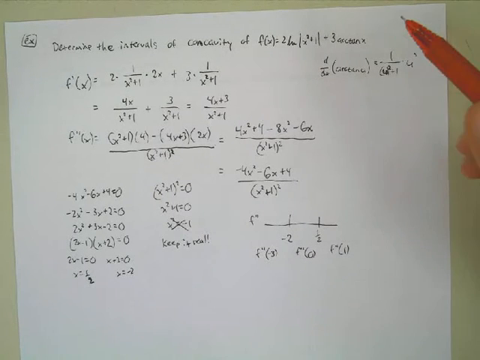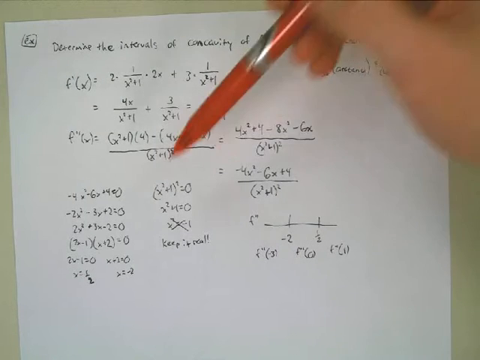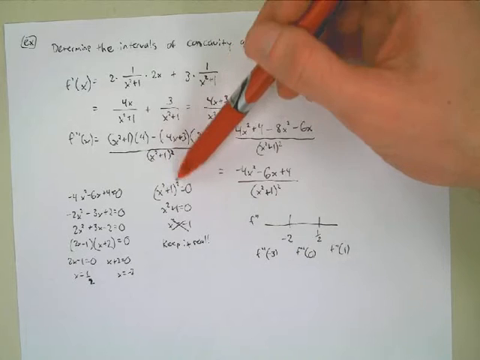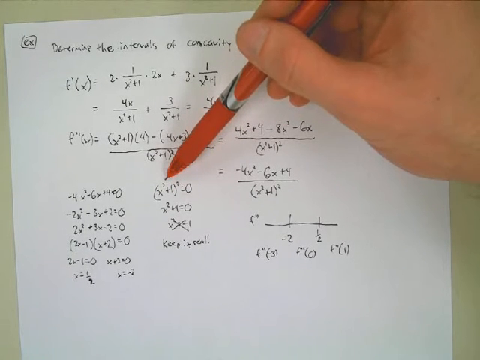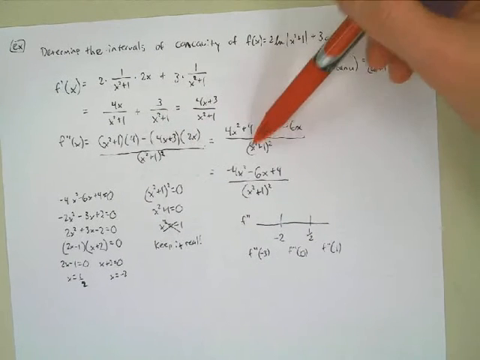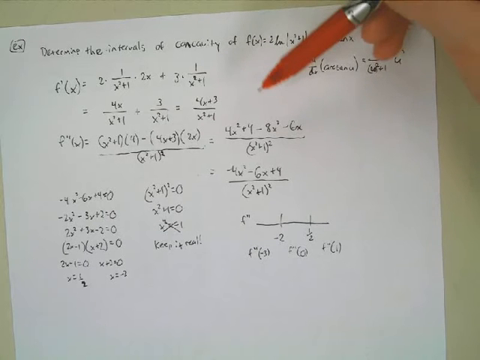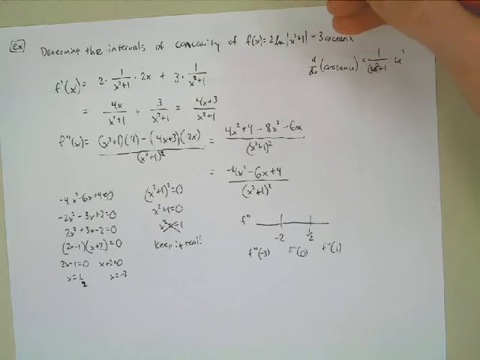We also pointed out here that Caleb pointed out that the denominator will always be positive, right? Because you're going to take your number, square it, so that makes it positive, add 1, still positive, squaring it again, still positive. So the denominator will always be positive, so it's not going to affect the sign of our second derivative. So we really only need to worry about the numerator.